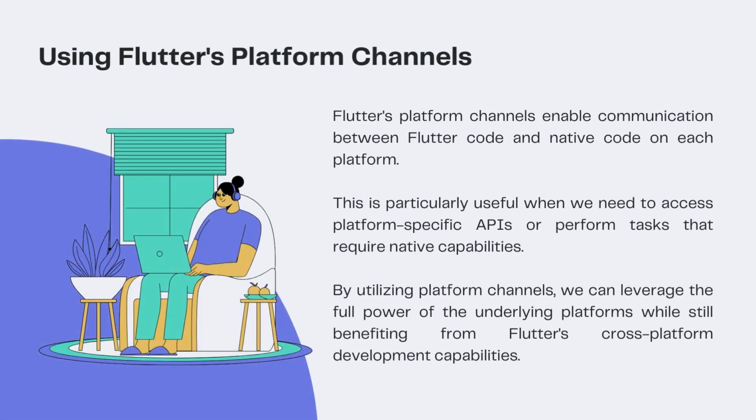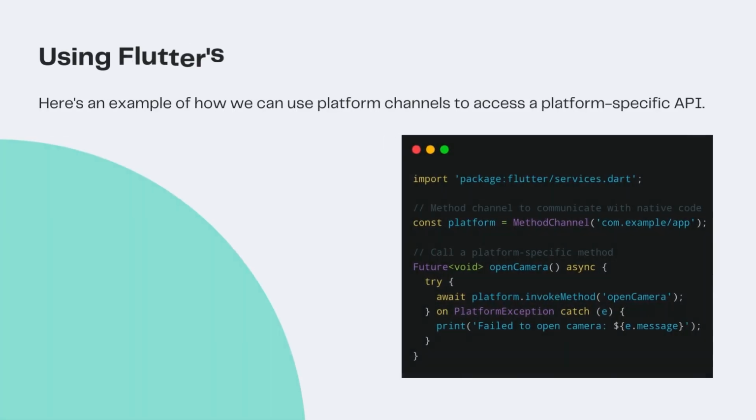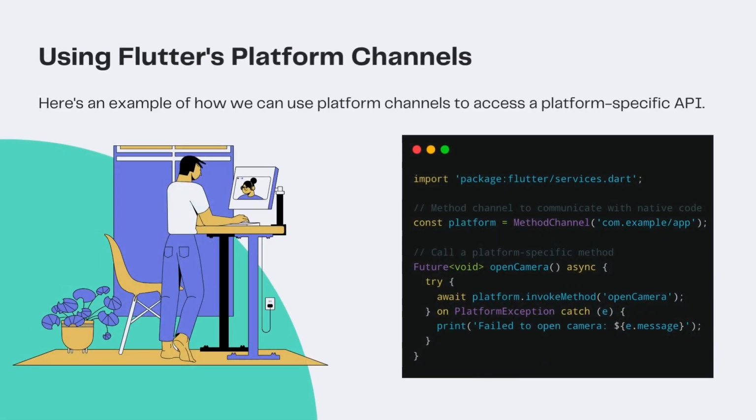Using Flutter's platform channels. Flutter's platform channels enable communication between Flutter code and native code on each platform. This is particularly useful when we need to access platform-specific APIs or perform tasks that require native capabilities. By utilizing platform channels, we can leverage the full power of the underlying platforms while still benefiting from Flutter's cross-platform development capabilities. Here's an example of how we can use platform channels to access a platform-specific API.